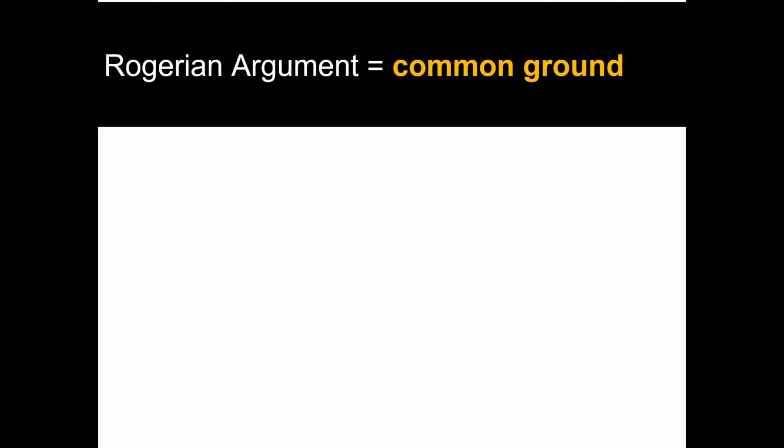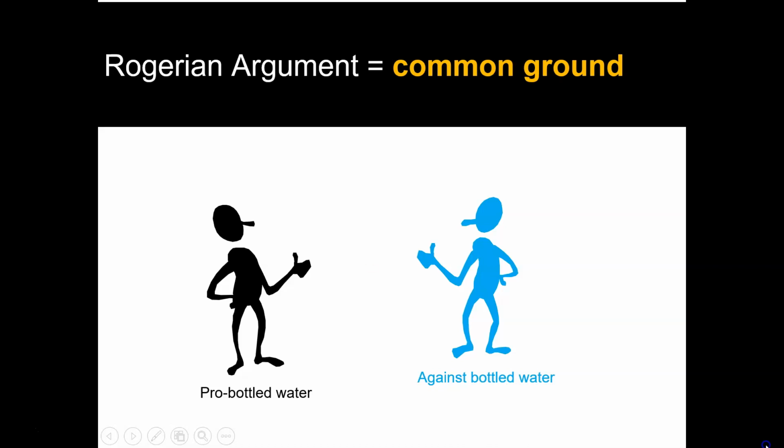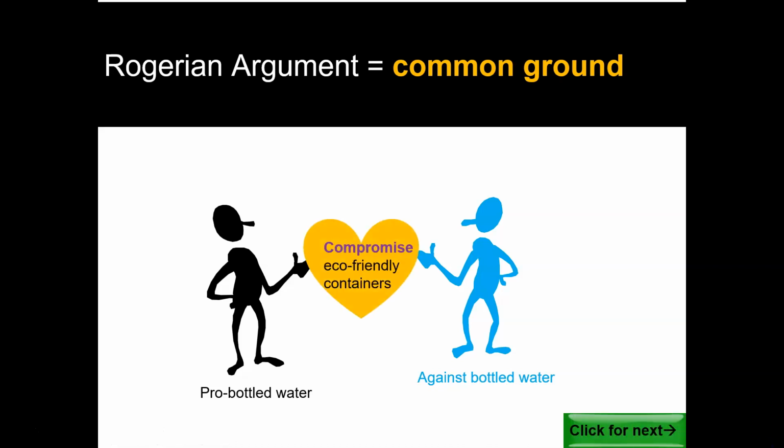The Rogerian argument is kind of like gathering your thoughts and exercising critical thinking. You may not know exactly where you stand on an issue until you start to consider the opposition. So I think this is a very fluid type of paper, and a great way to think critically that will help us for years to come. So that common ground then: we've got the pro-bottled water, the anti-bottled water. What do we come up with? Eco-friendly containers. All right, thanks for listening.